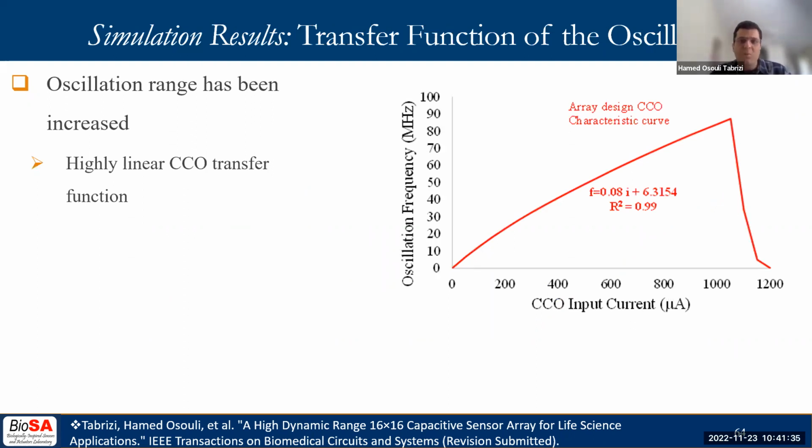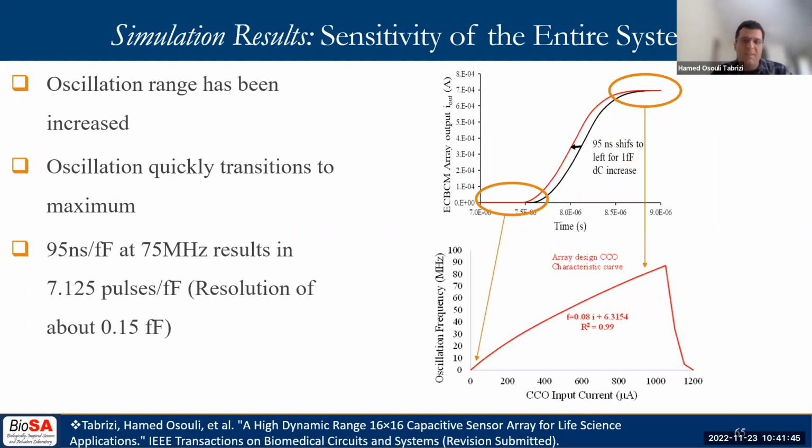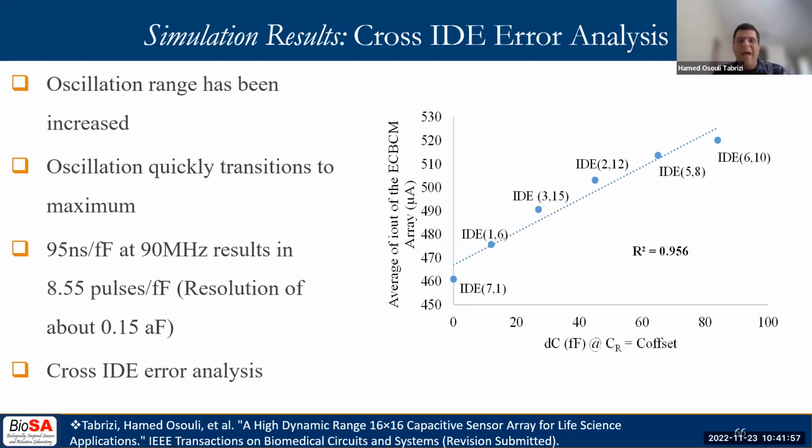Looking at the post-layout simulation of the CCO, it can be seen that we have increased the oscillation range compared to the CCO in chip 1, while the topology has been kept the same. Combining the sensitivity of eCBCM and the oscillation frequency, an increased sensitivity of about 7 pulses per femtofarad has been achieved. Another post-layout simulation has been performed to show the uniformity in different pixels in the multiplexing scheme. Different IDEs from different locations of the layout have been selected.